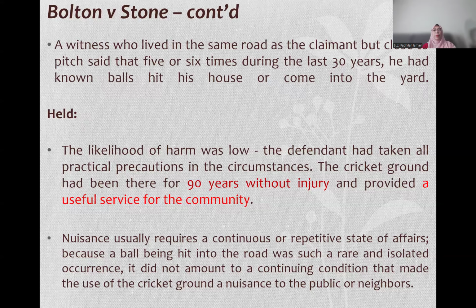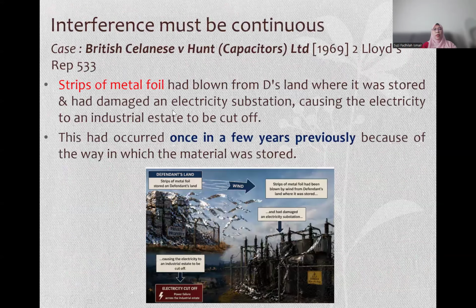All right, so let's continue with another case. What does it mean by interference must be continuous here? This is the case of British Celanese v Hunt Capacitors Limited, 1969. It involves strips of metal foil, which can be blown by wind. They had blown from the defendant's land where they were stored, and this metal foil had damaged an electricity substation, causing a blackout that cut off electricity to an industrial estate.